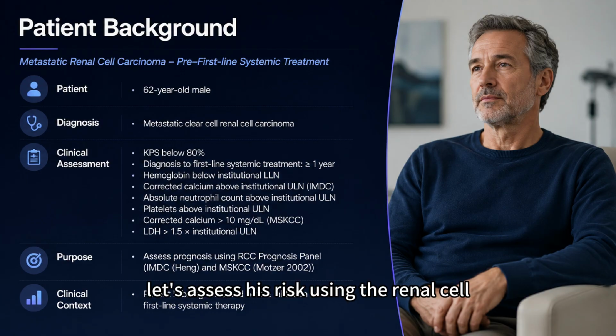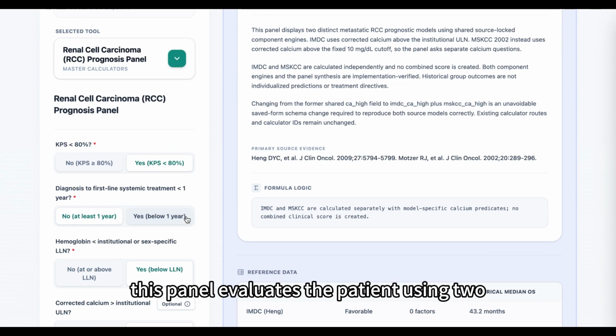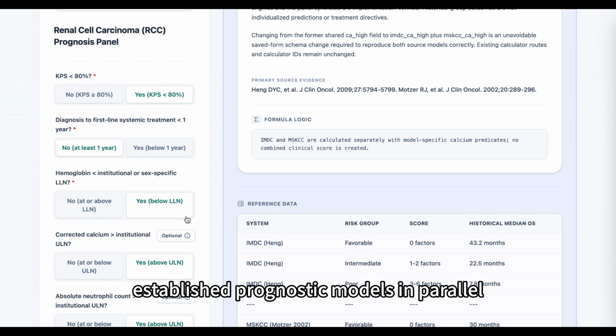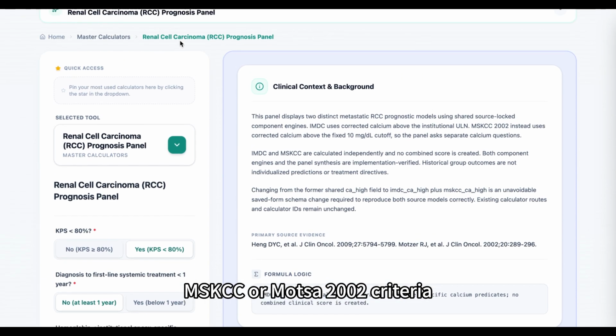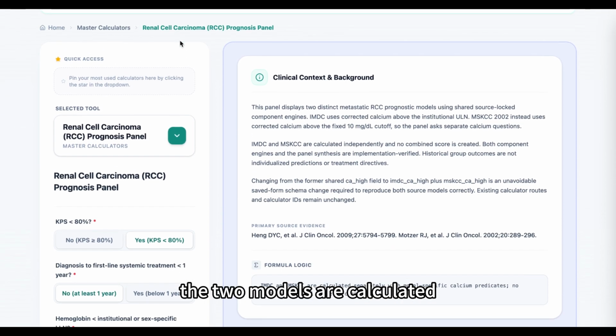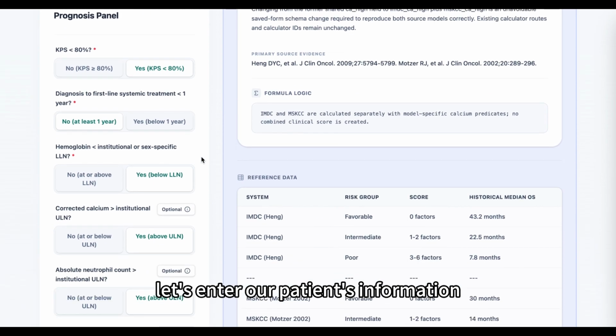Let's assess his risk using the Renal Cell Carcinoma Prognosis Panel in the OncoToolkit. This panel evaluates the patient using 2 established prognostic models in parallel: the IMDC, or Heng, criteria, and the MSKCC, or Motzer 2002, criteria. The 2 models are calculated separately with no combined score. Let's enter our patient's information.